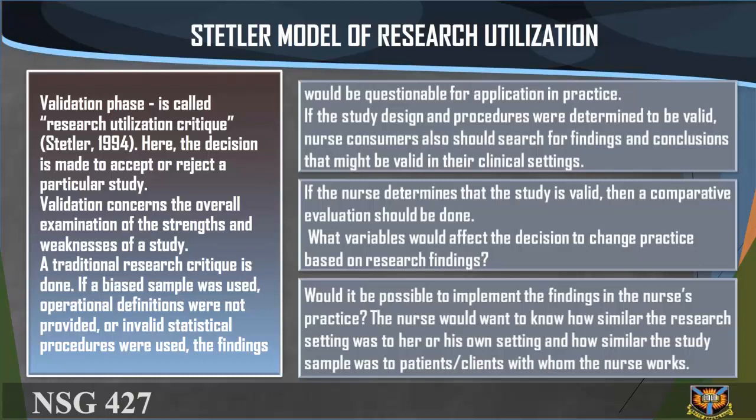A traditional research critique is done. If a biased sample was used, operational definitions were not provided, or invalid statistical procedures were used, the findings would be questionable for application in practice. If the study design and procedures were determined to be valid, most consumers also should search for findings and conclusions that might be valid in their clinical settings.